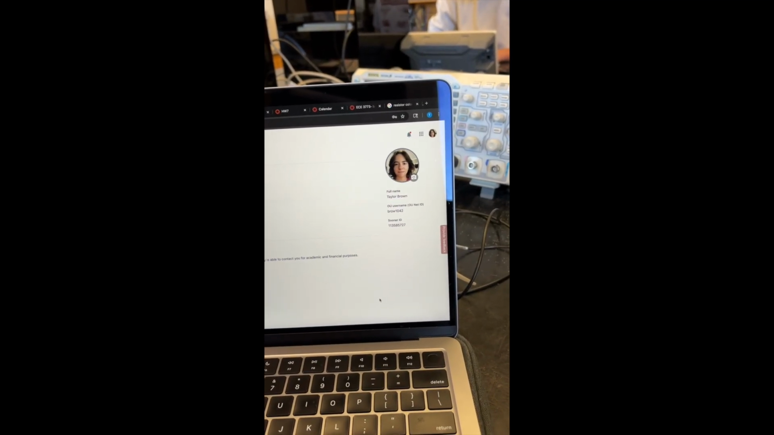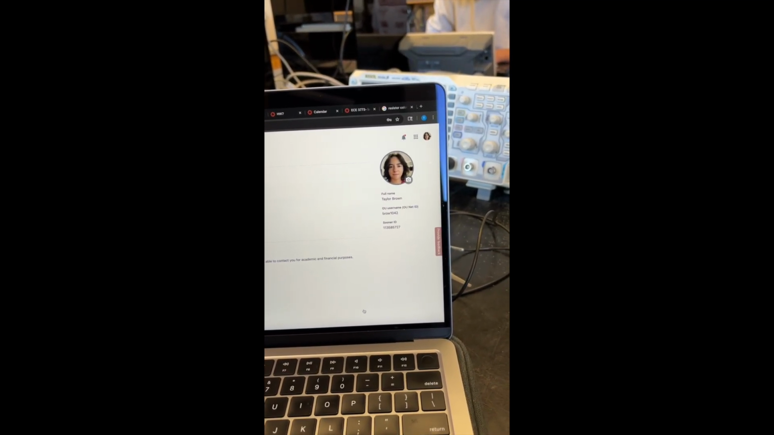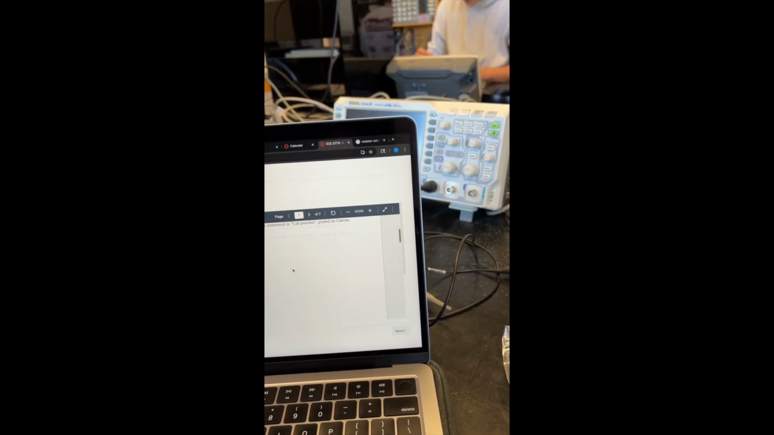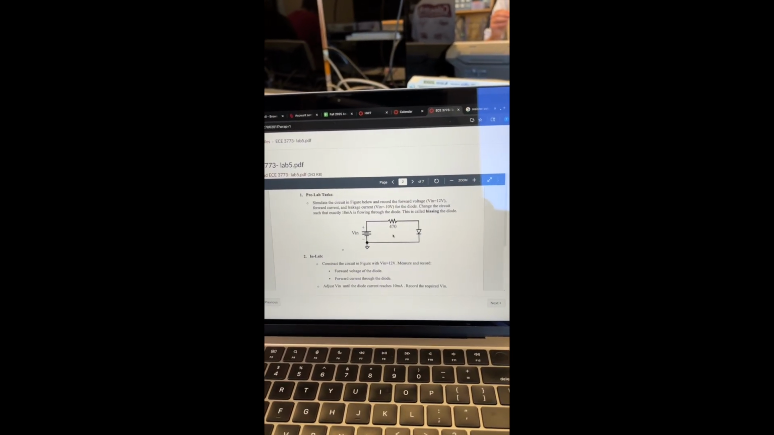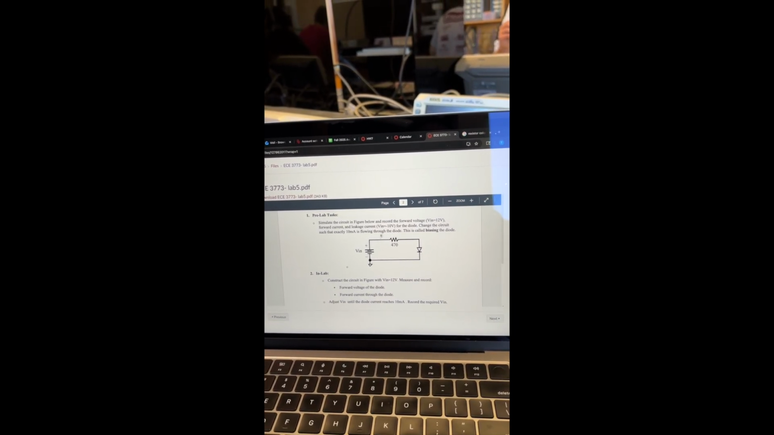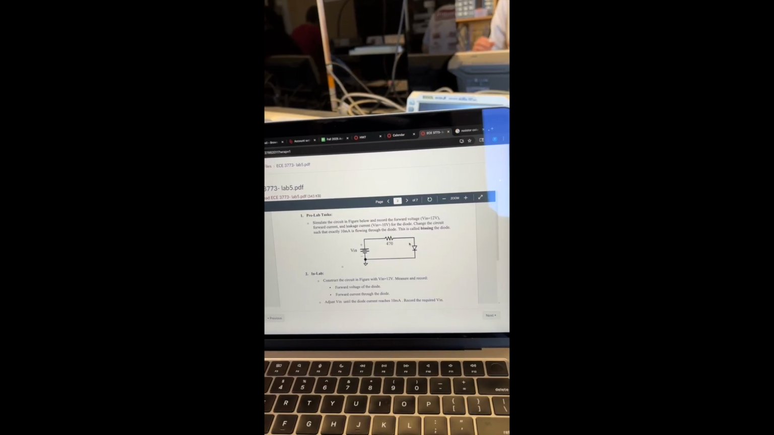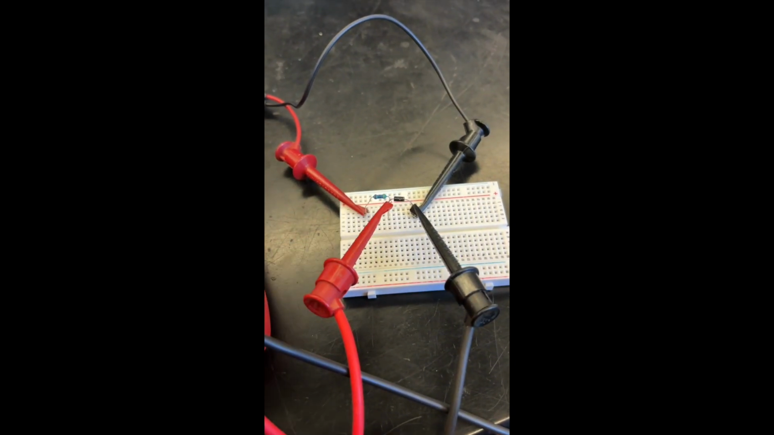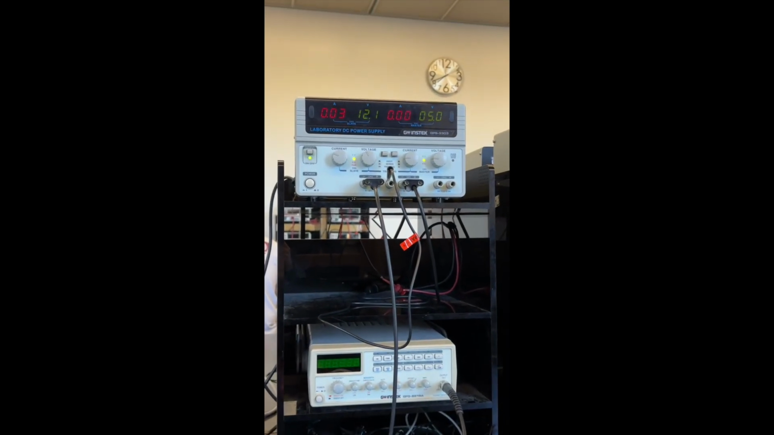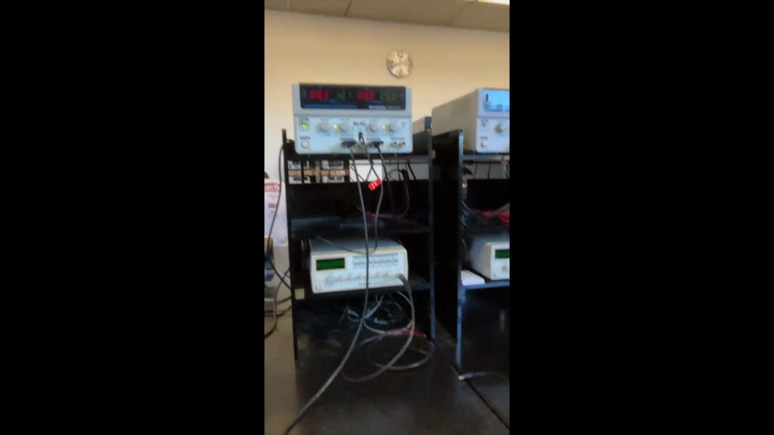I am Taylor Brown, and this is Lab 5, Exercise 1. So, for Exercise 1, we just have a 12-volt supply to a 470 ohm resistor and a diode in series. So, I have that right here. I have my resistor and my diode, and then I'm using my power supply to generate 12 volts.